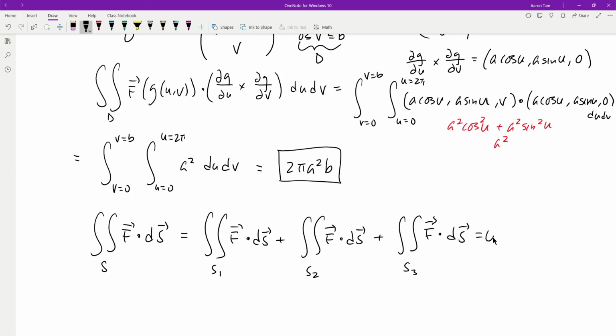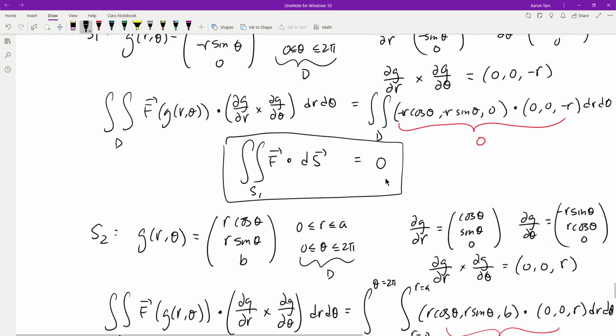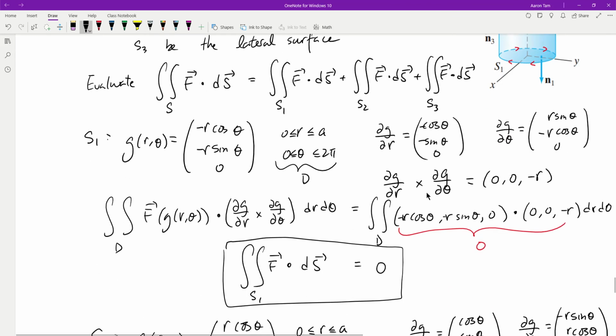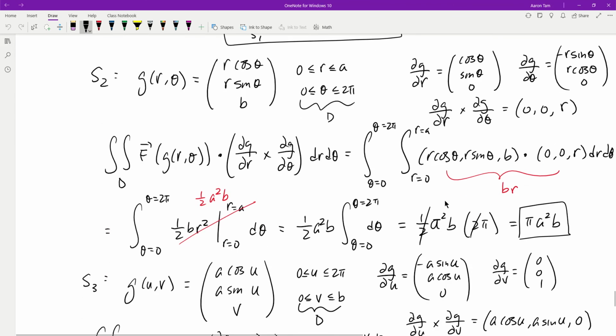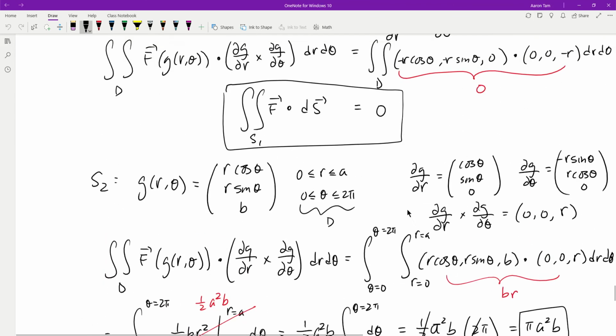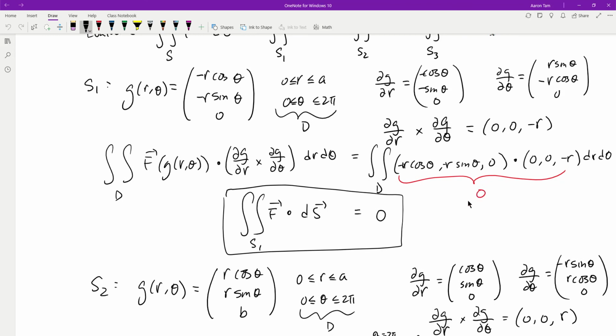So this just comes out to be 0 plus pi a squared b plus 2 pi a squared b. So it seems to me that this integral comes out to be 3 pi a squared b. So that seems pretty good. A lot of work to calculate this because it required the derivative, the gradient or the partial derivative, and then the cross product, and then the dot product, and then the integration twice to get down to the answers. Unless you run into this scenario where you're integrating 0, then that's easy.